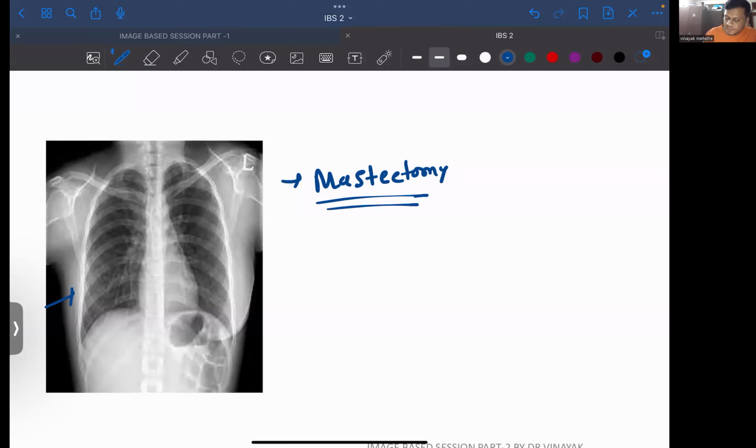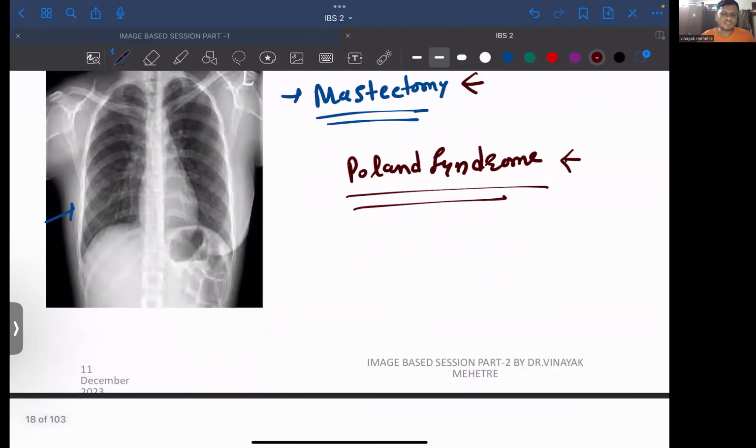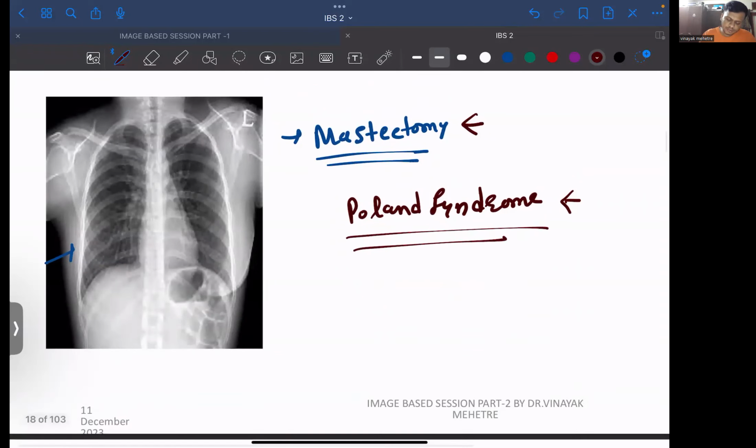Congenital absence of breast is seen in which syndrome? The name of the syndrome is Poland syndrome. And this image has been asked for this one. This is in the line for the next. Okay. What happens in Poland syndrome? What is actually absent? Which muscle? No one. It is the pectoralis muscle which is going to be absent in Poland syndrome. That's why you will not see the shadow of breast.